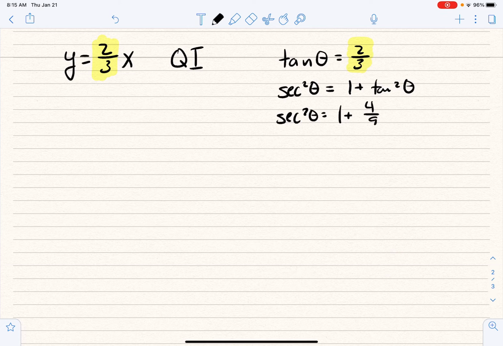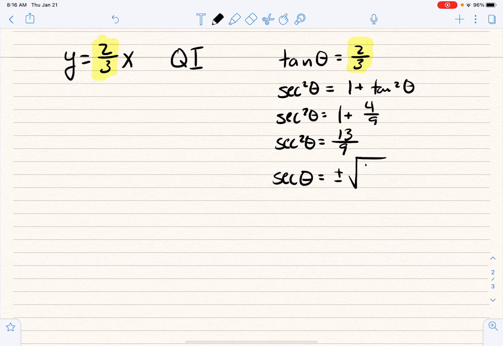Well, how many ninths is 1? That's 9/9. So secant squared theta is equal to 9/9 plus 4/9, which would give me 13/9. Okay? So therefore, secant theta is equal to plus or minus square root of 13/9. We said we're in quadrant 1, so everything's positive. So square root of 13 over 3.